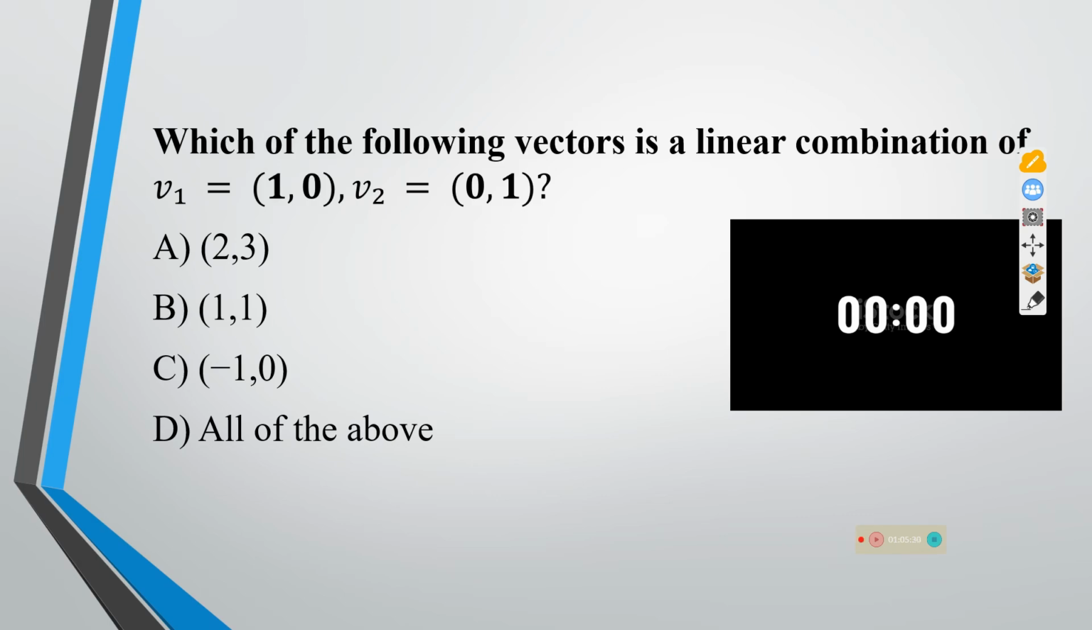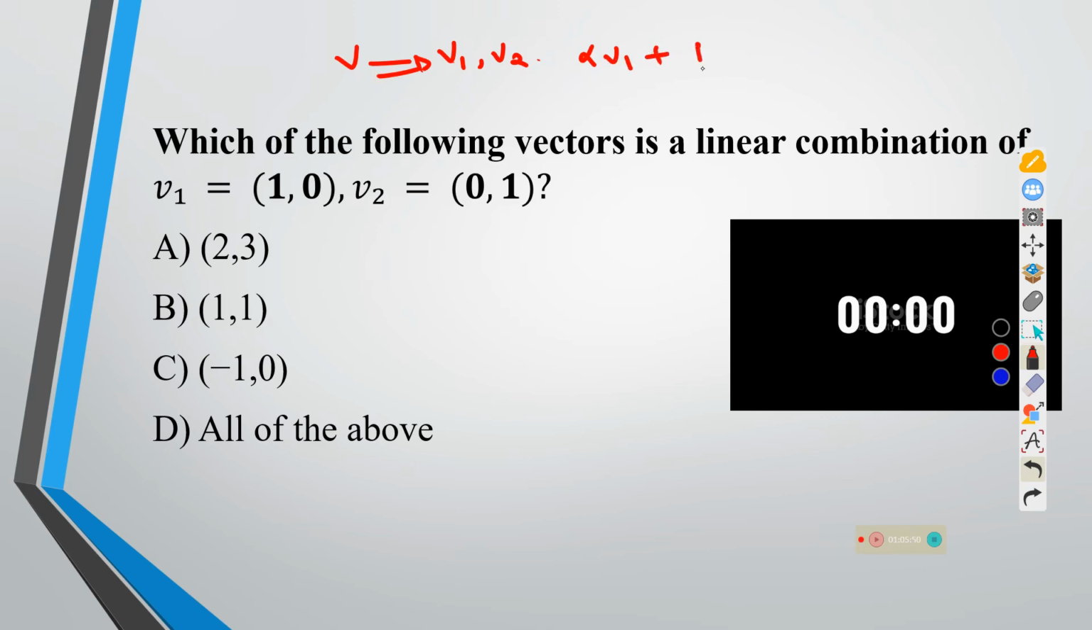So looking at the solution, we are told which of the following vectors is a linear combination of this. For two vectors v1, v2, if v is to be a linear combination of v1 and v2, it means you should be able to get scalars alpha into v1 plus beta into v2, such that you are able to equate this to v. In other words, when we get 1, 0, we add 0, 1, we should be able to get the v. V can be any of these.